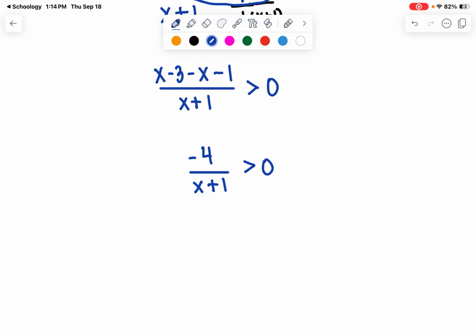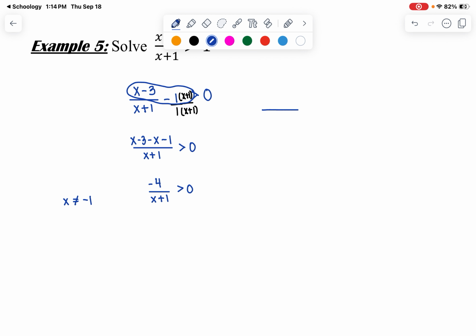All right, so I need my restrictions first. My restriction is x can't be negative 1. And then my critical values, there are none. Because I go to set my numerator equal to 0 and solve, my numerator has no x in it, right? So there is one restriction, and that is x can't be negative 1. So negative 1, no way, okay? So I'm going to pick a value to test. I'm going to choose x equals 0. Plugging in 0, I have a negative 4 in the numerator no matter what. 0 in the denominator, I get a positive, so this is negative.